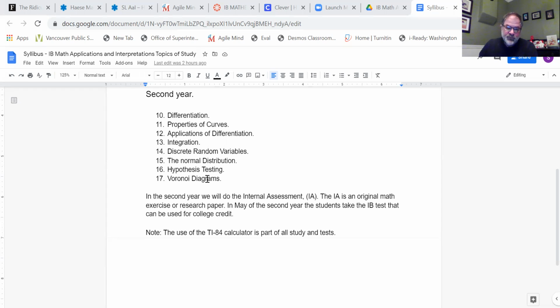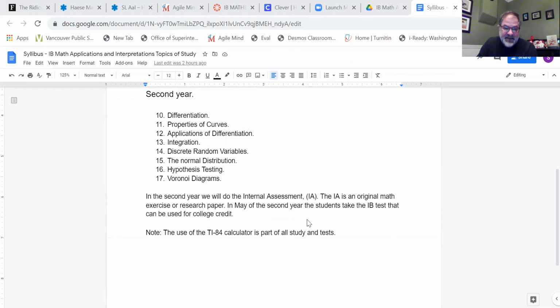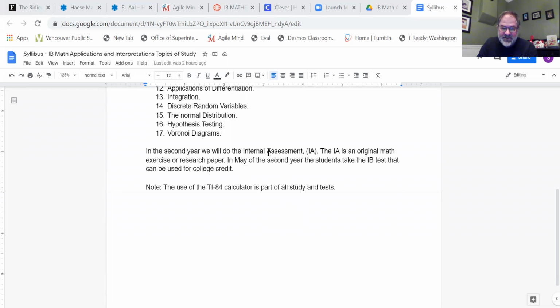And then there's a little topic at the end, Voronoi diagrams, and Voronoi diagrams are averages on the coordinate plane. Okay, so in the second year we do the internal assessment. It's a project. This is a project-based class. In this class, second year, we'll do a project pretty much every chapter. We also do what's called the internal assessment, which is a big paper. Kids learn to write about math and apply math in the real world.